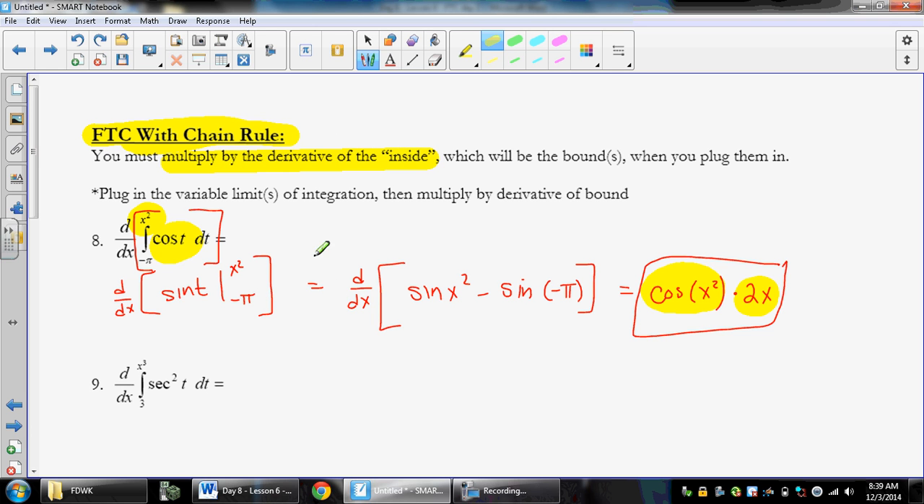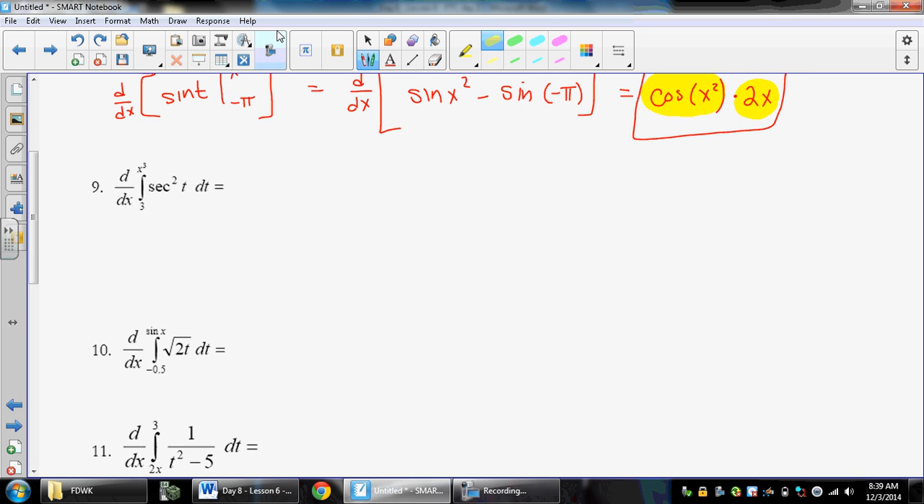So you plug in the variable limit, or limits, we'll get to that, of integration, and then multiply by the derivative of the bound, the derivative, pardon me, of the limit of integration. All right, so let's do that for something else.